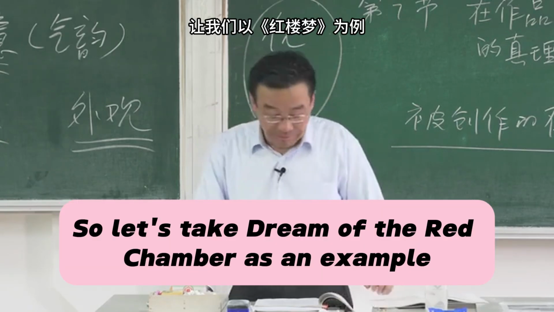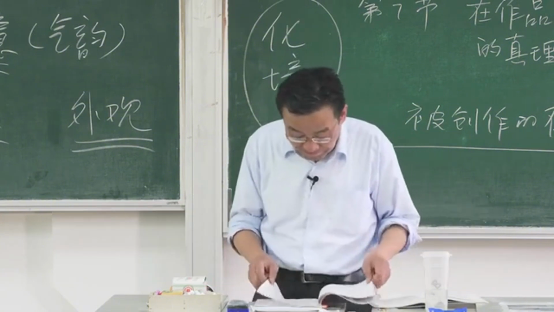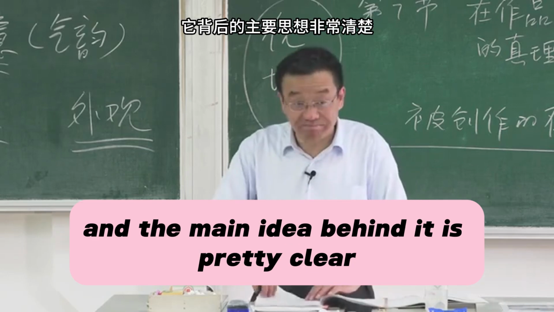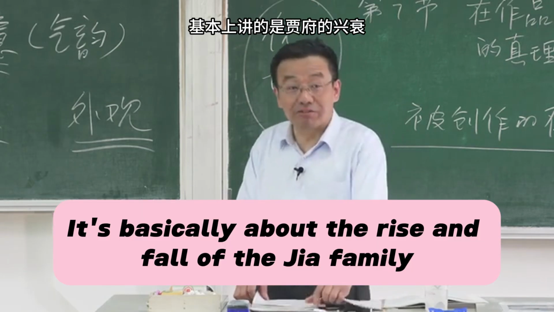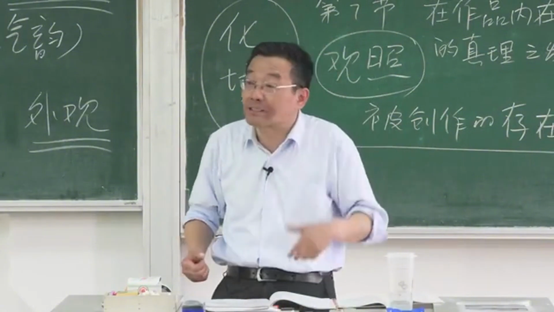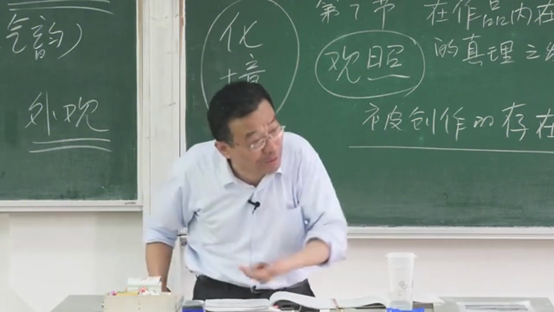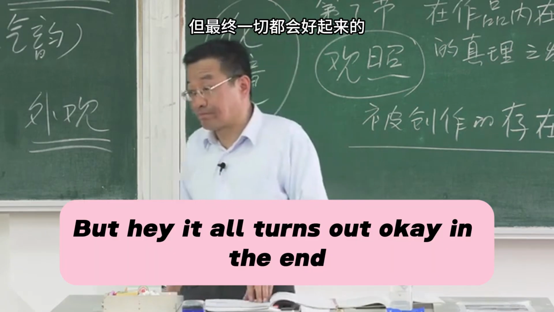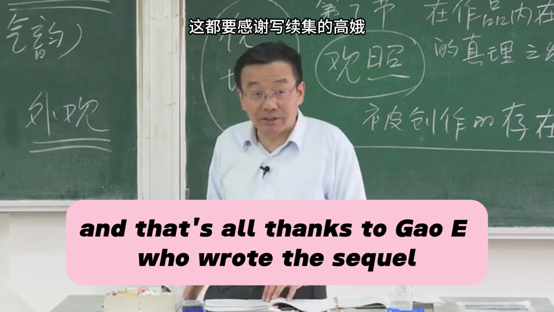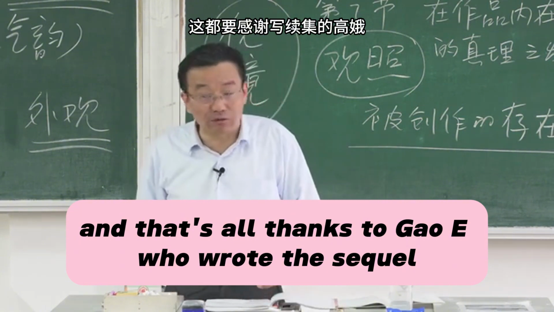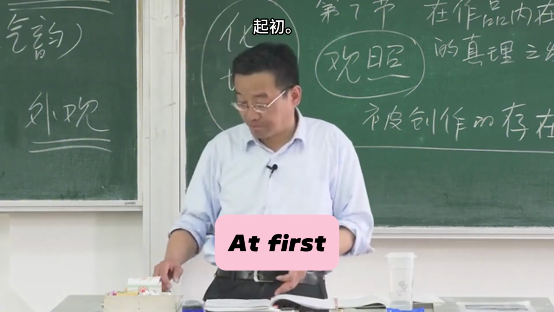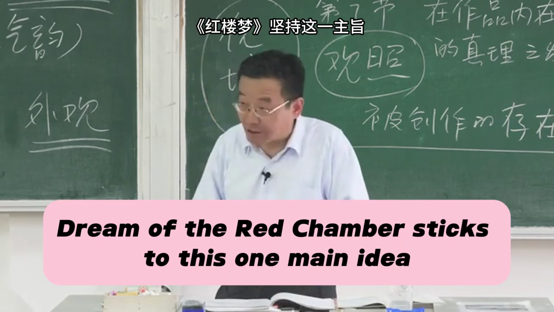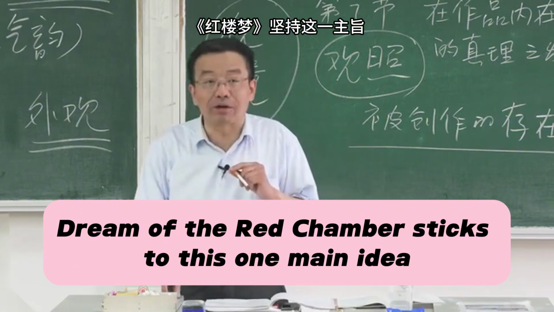So, let's take Dream of the Red Chamber as an example. It's this super long novel with 120 chapters, and the main idea behind it is pretty clear. It's basically about the rise and fall of the Jia family. The family gets busted by the big shots in the imperial court, and everything goes haywire, right? But hey, it all turns out okay in the end, and that's all thanks to Gao Er, who wrote the sequel. At first, it's like everything just falls apart and disappears into thin air. So, Dream of the Red Chamber sticks to this one main idea.